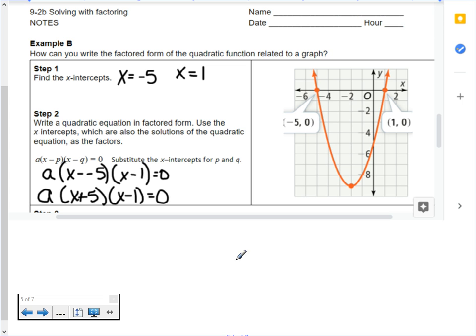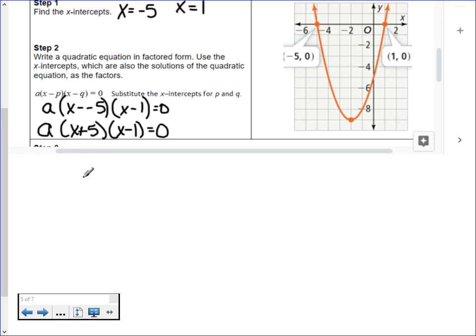Okay, so I'm going to just write it down here. It says, write the function in factored form, use a third point to solve for a. We need to know what this first number is, so we're going to use this vertex right here. The point of the vertex is -2, -9. We can't use our x-intercepts. We have to use a third point. So we're going to use this point, and we're going to use this for x and this for y. So instead of having x and all of that, we're going to exchange that for our x in this point.